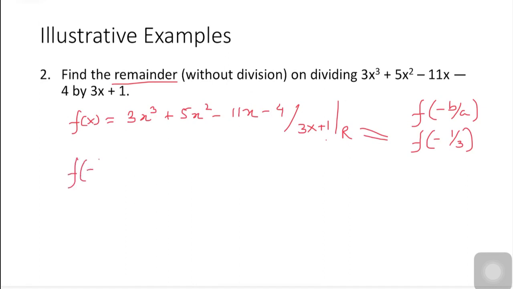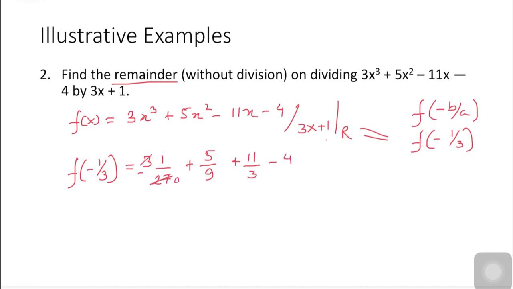So f of minus 1 by 3, and that is the answer, is equal to 3 times minus 1 by 3 whole cube, which is minus 1 by 27, so we have a negative sign, plus we have 5 and x square. So minus 1 by 3 whole square is plus 1 by 9. So plus 5 by 9 minus 11x. So minus of minus 1 by 3, so plus 11 by 3, and we have a minus 4, right?